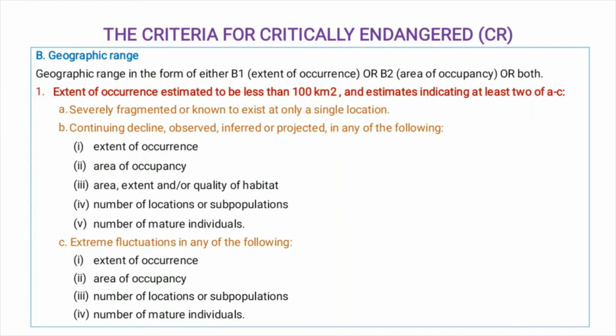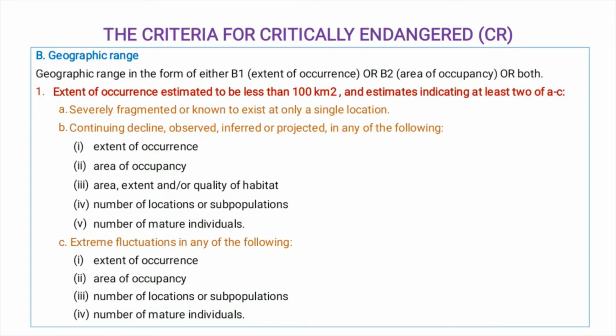And while considering or evaluating the geographic range, we first need to estimate or calculate the extent of occurrence and the area of occupancy of that particular species. Extent of occurrence is basically an imaginary boundary or area in which the members of that particular species or taxa can be found, whereas the area of occupancy is the real area or actual area in which the individuals of that species or that taxa are present.